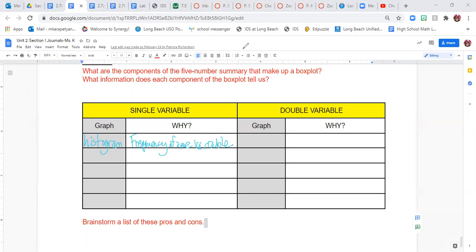That is really horrible writing there, guys. Let me see if I can write that a little bit better, just in case you guys need to see it a bit better. Okay, so histogram, because it shows the frequency of one variable. All right, right on.